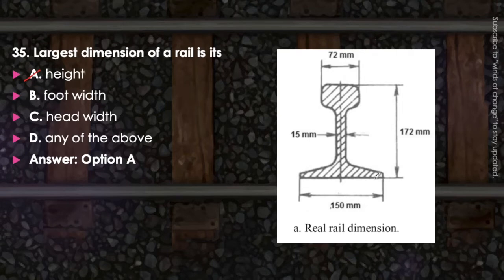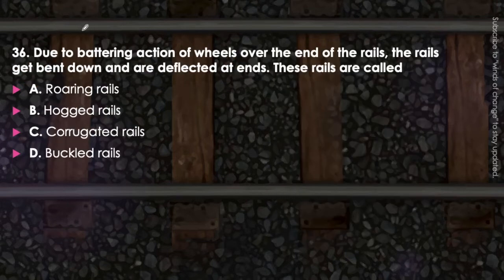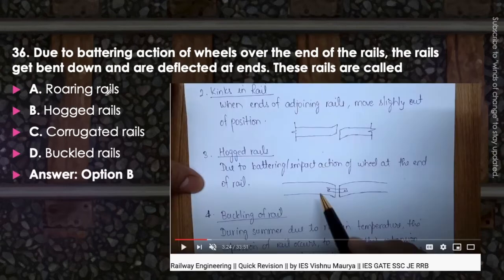Next question. Due to battering action of the wheels over the end of the rails, they get bent down and are deflected at the ends. These rails are called roaring rails, hogged rails, corrugated rail or buckled rail. Here we are talking about the battering action of the wheel over the end of the rail that gets bent down and deflected. So what is that called? That is called a hogged rail. So option B is correct.